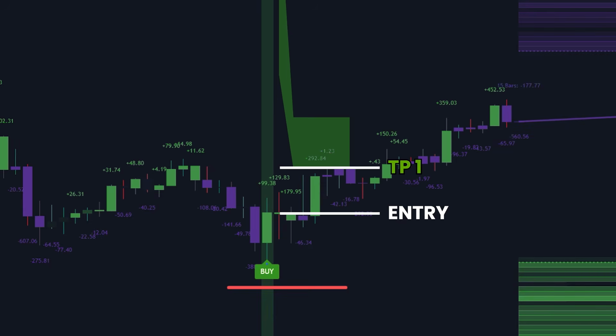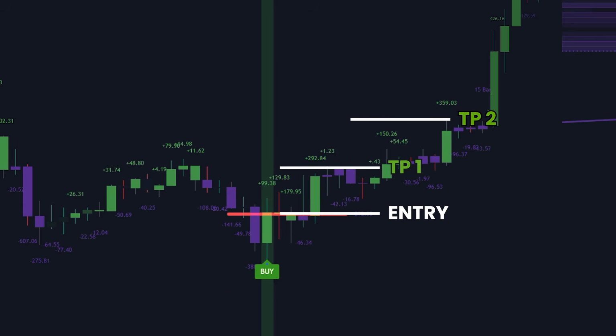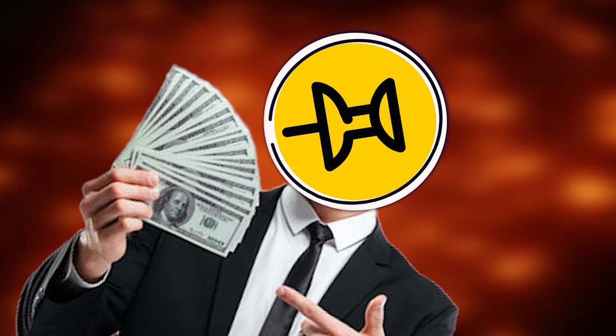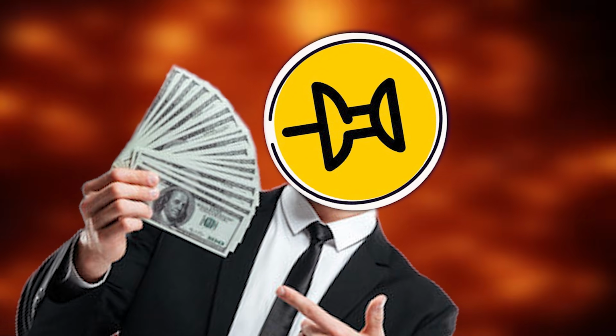TP is hit. At this point, I close part of my position and immediately move my stop loss to break even. My remaining position now has zero risk. Even if the market reverses from here, I'm not losing anything on this trade. TP2 hits. I close another portion. The last piece of the position I let run, stop at break even, protecting me the whole time. We let the trade run and boom, solid profit. That's the difference between trading a real system and just reacting to price.